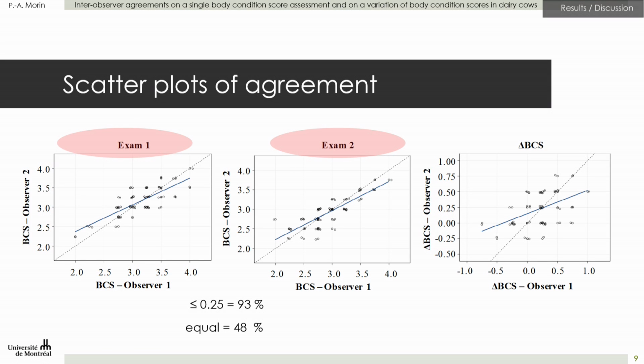Almost perfect agreement, sorry. Then the point 25 disagreement were observed in 93% of observations, while perfect agreement was observed in 48% of observations. For the variation of BCS, with smaller disagreement than point 25, points were observed in 84% of observations, while perfect agreement was observed in 33%.